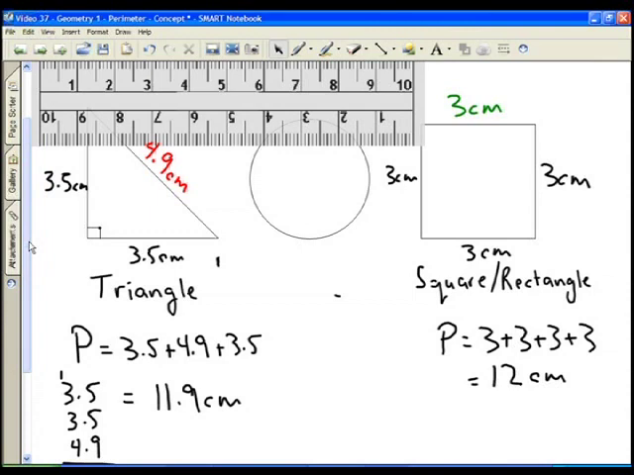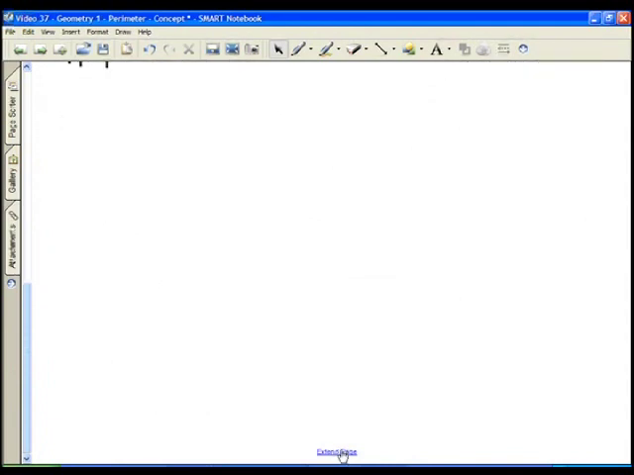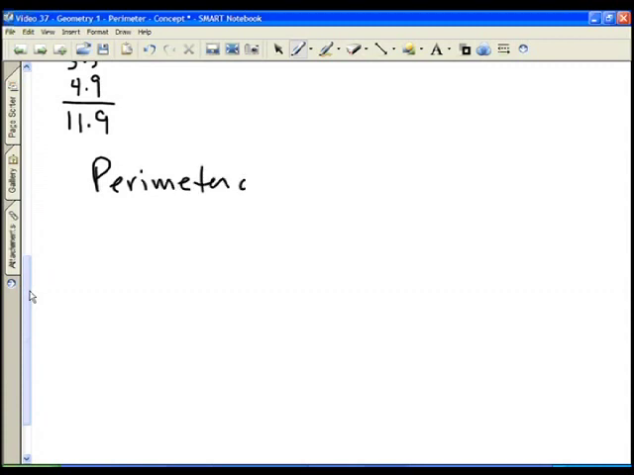When we look at the circle, it is a little bit different. And there's a formula that you need to use to find the perimeter of a circle. And the perimeter of a circle is also called the circumference.